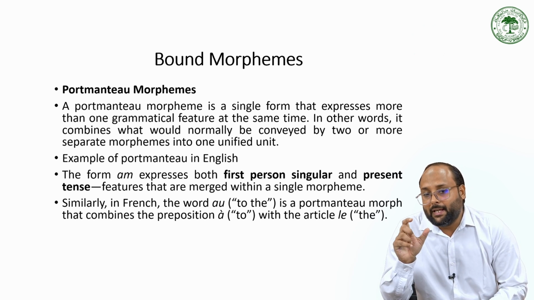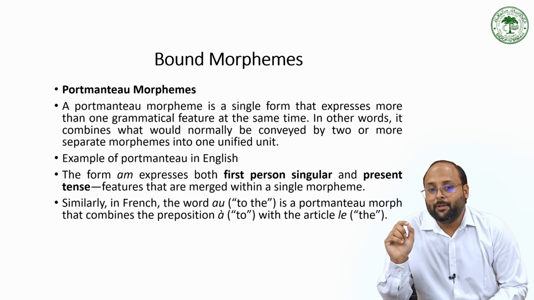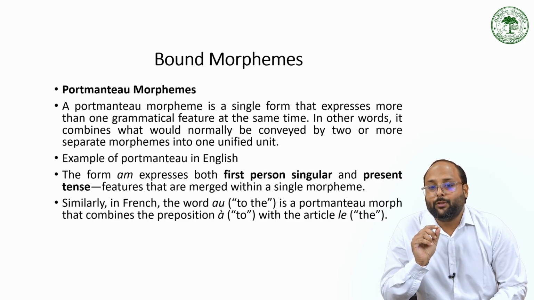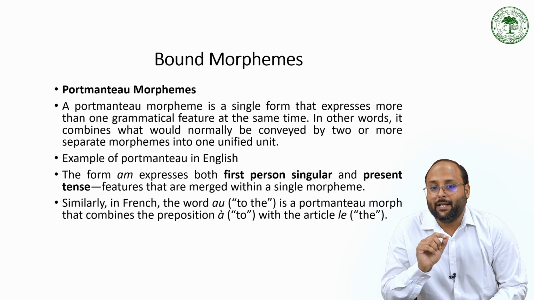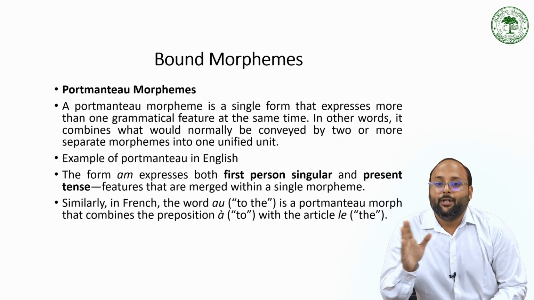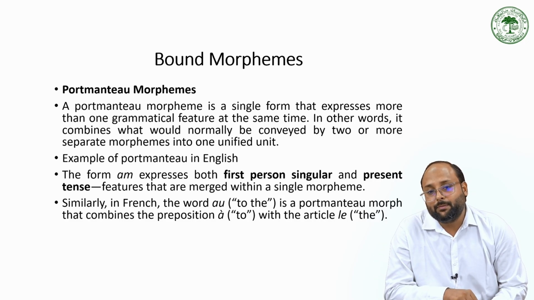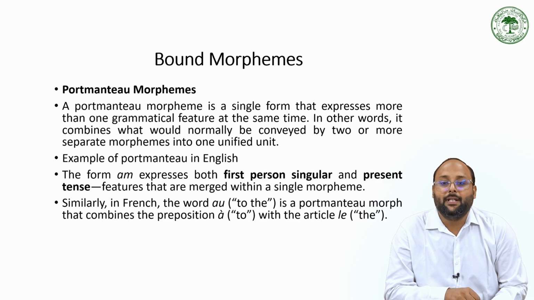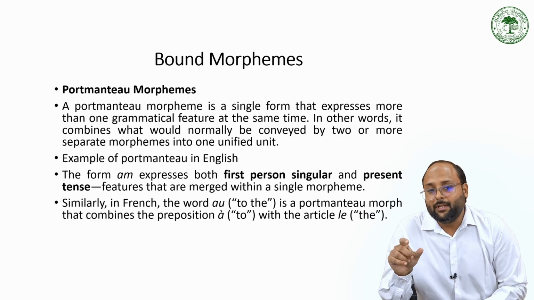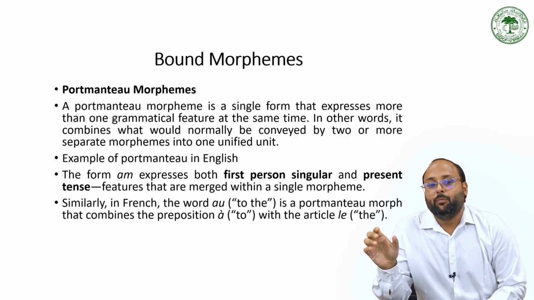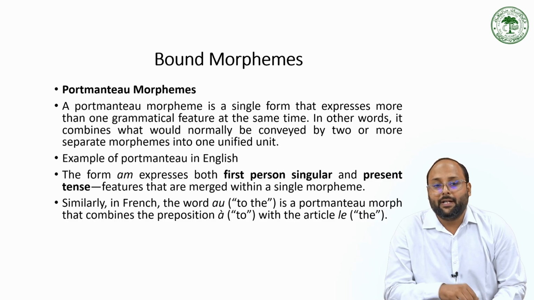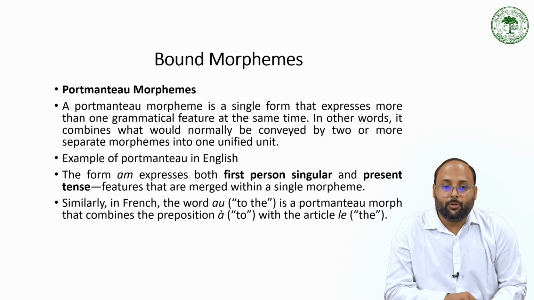If in any sentence we are using the word am, it represents that the subject should be singular, which is I, and it also represents the person, the first person I, and it also represents the present tense. So one morpheme, am, represents more than one grammatical category, which comes under the portmanteau morpheme.